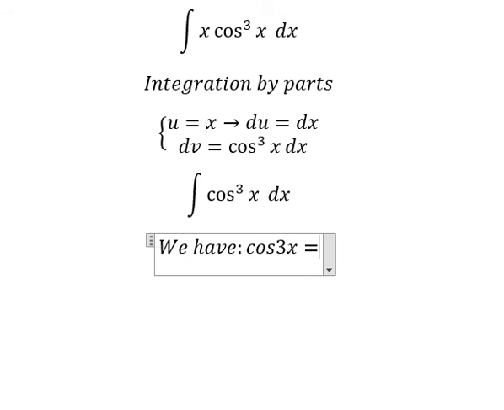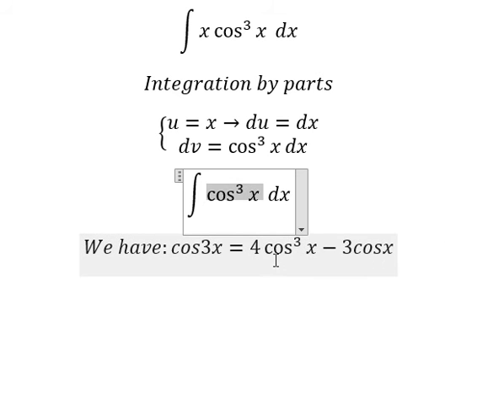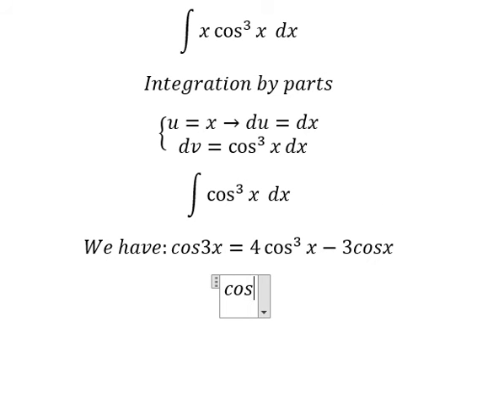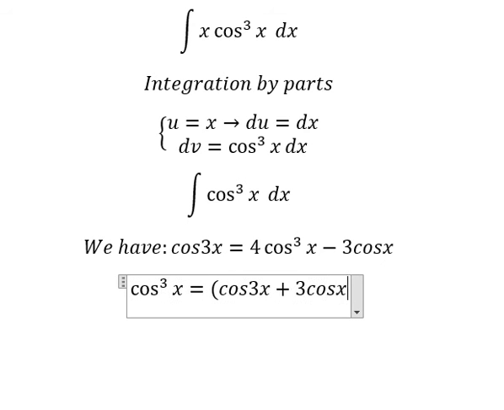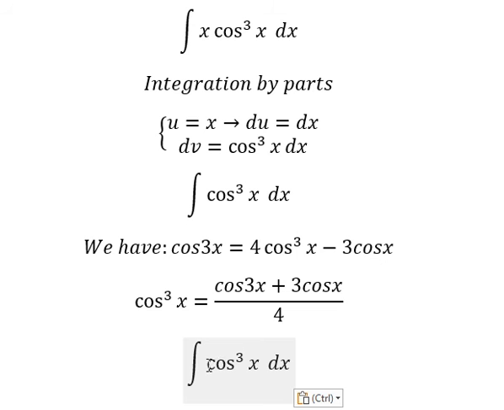Cosine 3x equals 4 cosine to the power of 3 x minus 3 cosine x, because we have this one in here. So I will put this one to the left, and we divide both sides by number 4. Now I will transform this one into this one.